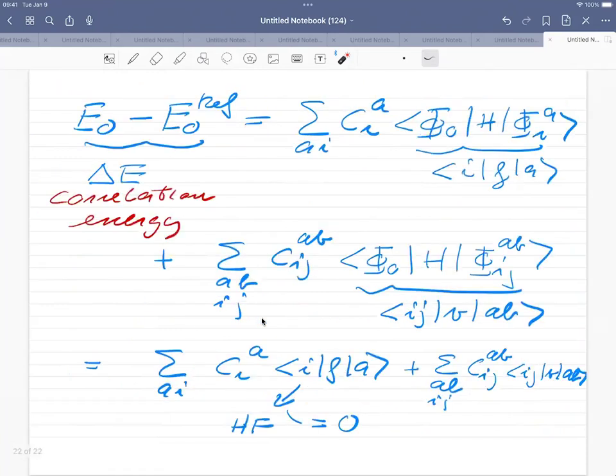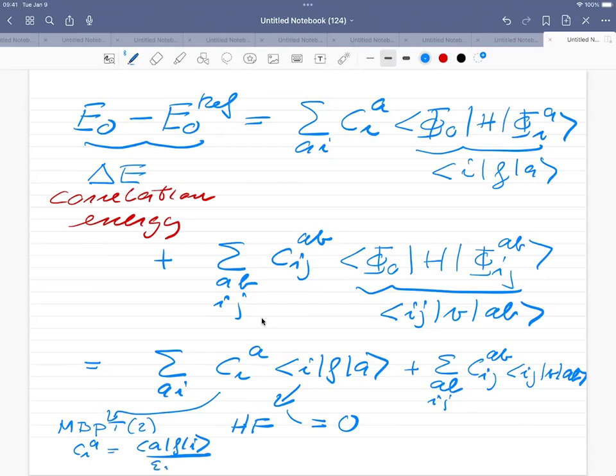Now, last thing before we stop: when we do many-body perturbation theory, MBPT, you have an analytical expression for these coefficients. If you do MBPT to second order, the C_i^a is given by this matrix element, <a|f|i>, divided by the single particle energies for a hole minus that for a particle. So that's many-body perturbation theory, and to second order you have an exact expression for that, which is an approximation.